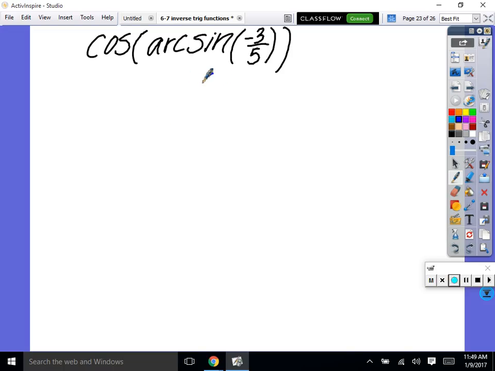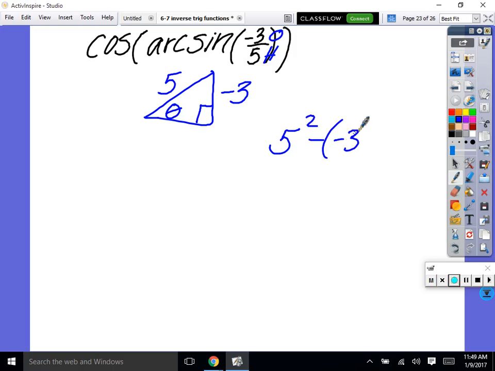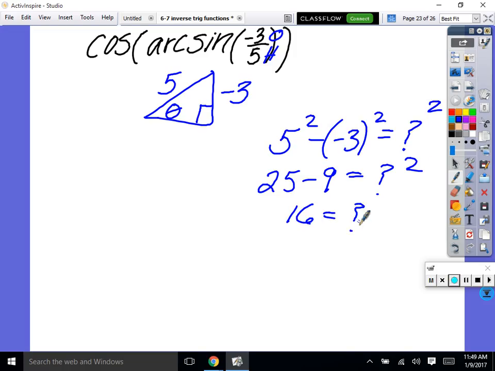So we draw a right triangle and put an angle. Now the angle has sine -3/5. Sine is opposite over hypotenuse, so opposite is -3, hypotenuse is 5. Everybody good? So you'll do 5 squared minus -3 squared equals the other side squared. So that'll be 25 minus 9 equals 16, so the other side is 4.